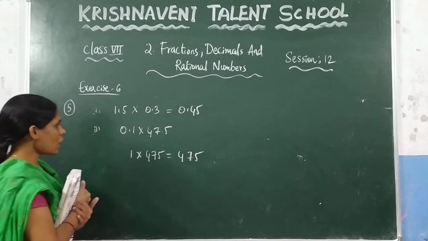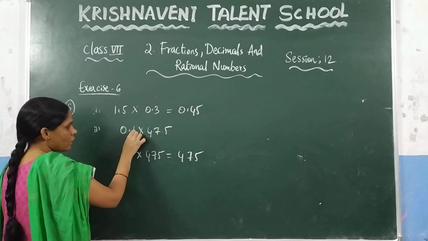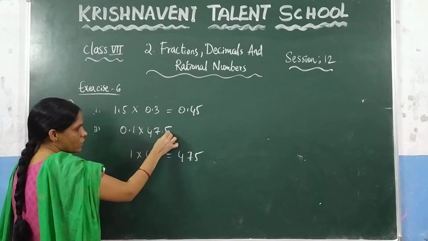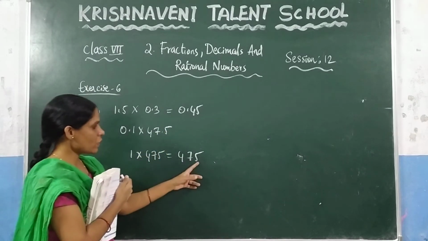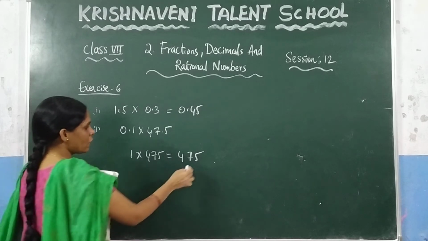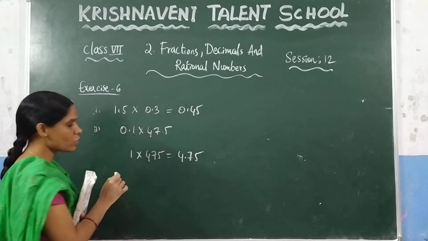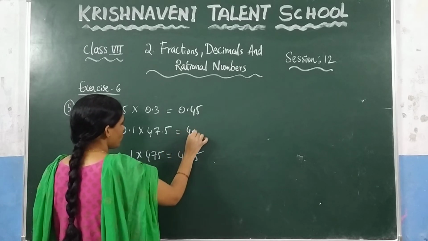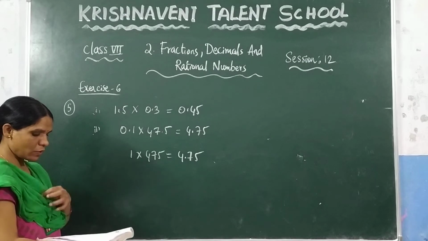Now count the numbers after the decimal point. How many numbers are there? Here after the decimal point, one number is there, and here after the decimal point, one number is there. So two numbers are there. Now starting from the right, count two numbers. So here it is 1 and it is 2. Before that keep the decimal point. So the value of this one is 4.75. Like this you need to find. Now see here one more question.